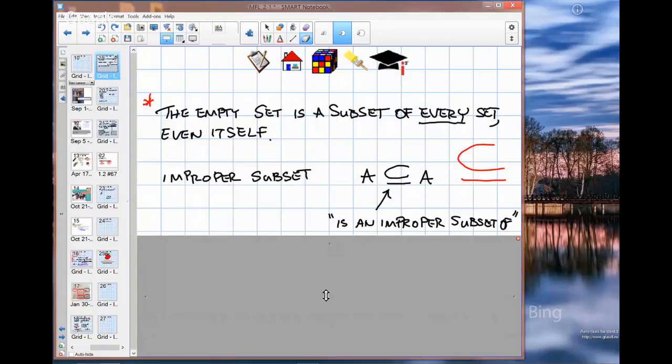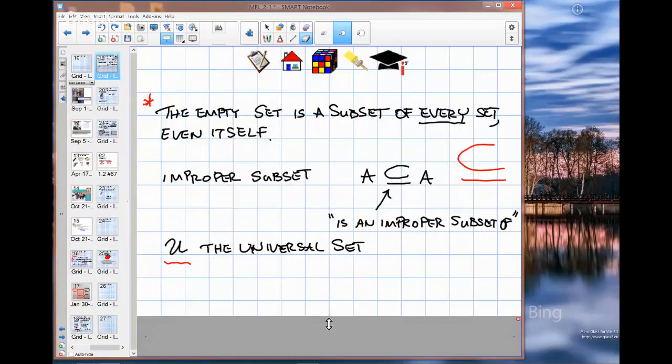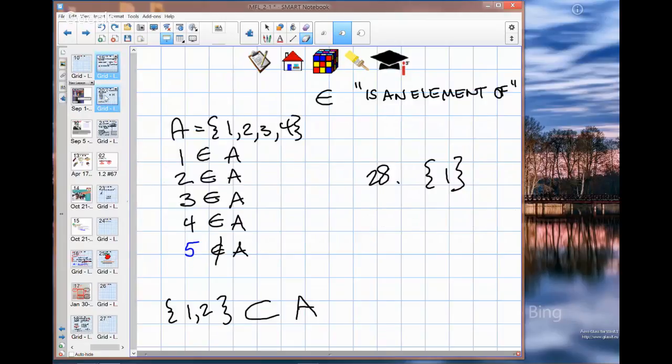Okay, what else do we have on this page? Okay, just a comment. You will see a script U. I'm not real good at my handwriting, but that's a capital U in writing there. That is often used in the book to stand for the universal set. I'll show you an example right now of using that. Well, maybe not. I'm getting there.